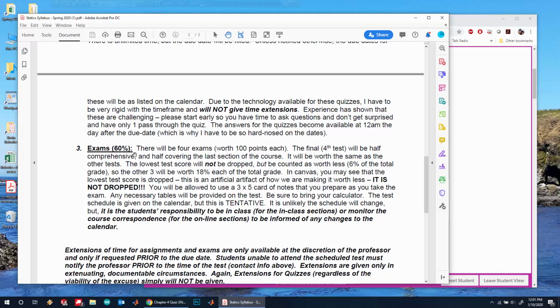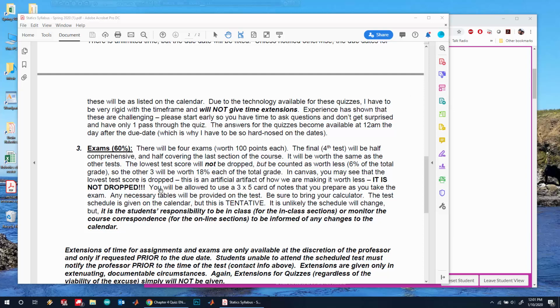So the exams are worth 60% of your grade. There's going to be 4 exams, okay, and the way it's going to work is the final, or the 4th test, half of it is going to be comprehensive and half of it's going to be covering just the last chapter. So the first 3 tests are just going to be covering the things.